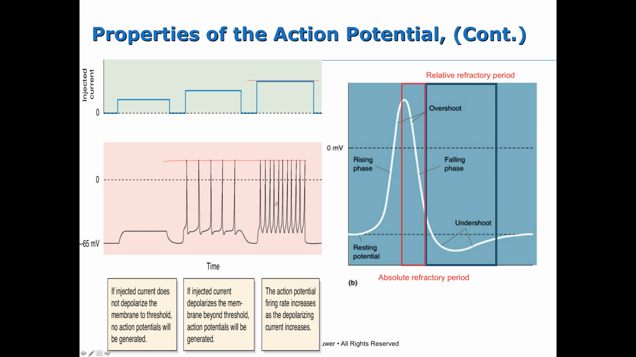So what is encoding the intensity of the stimulus, or the amount of injected current that we are using to depolarize the neuron? Firing frequency is what is encoding that information.